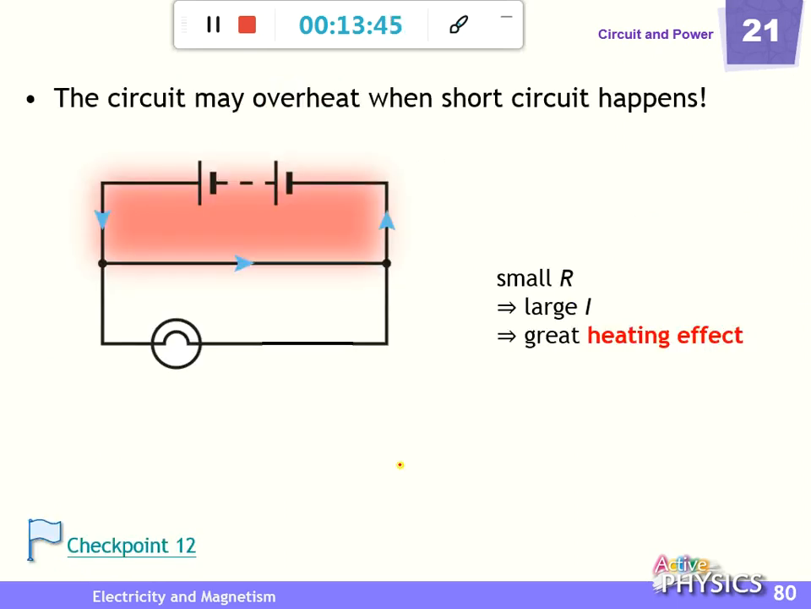Okay, if I bypass the light bulb like that, then what will happen? You can see that this connecting wire will go through the whole circuit without any loading. It means that R will be very small. V is IR, but R tends to 0. Then I should be very large because V is constant. Then the current will be very large. This will have a great heating effect, large enough to melt the copper wire and catch fire.